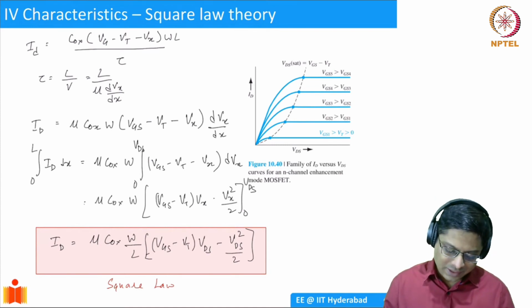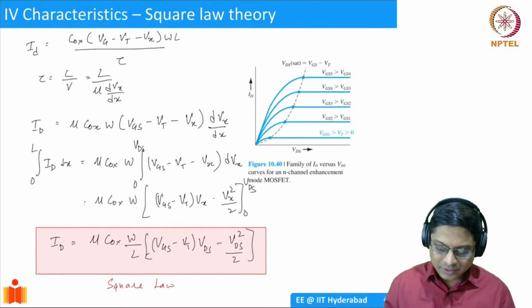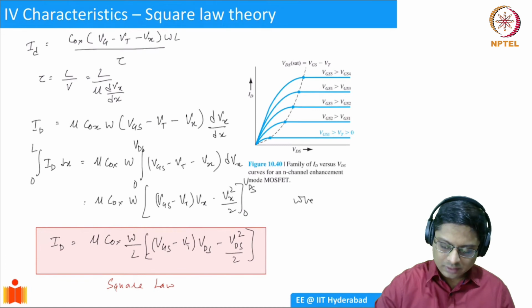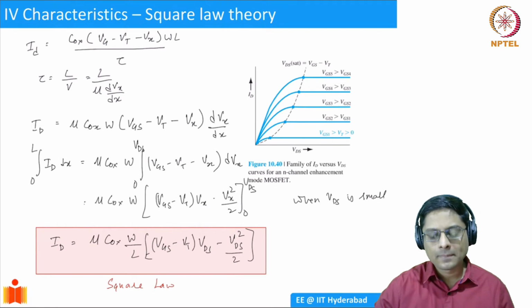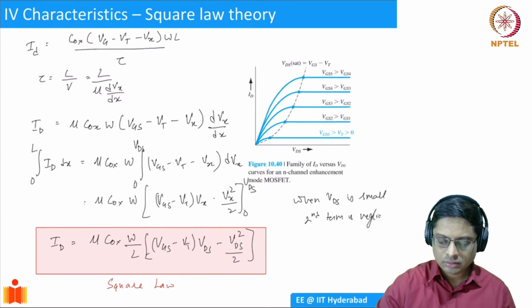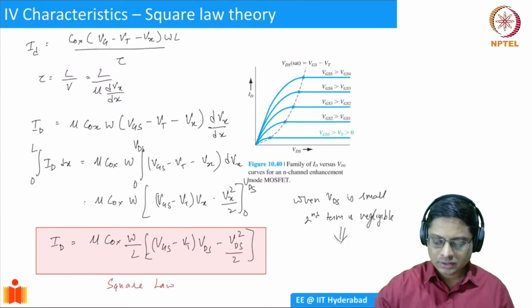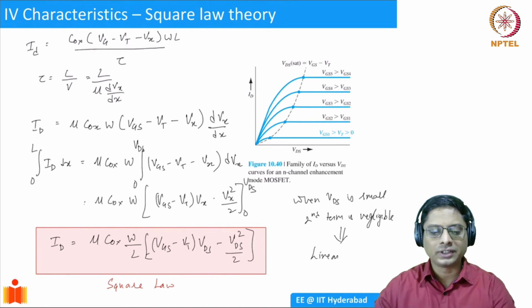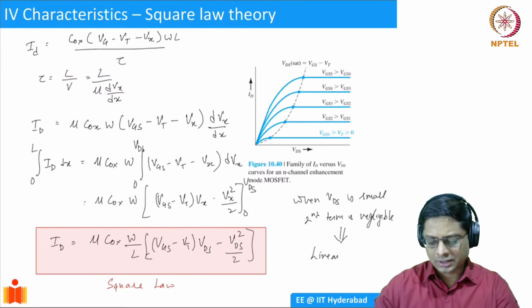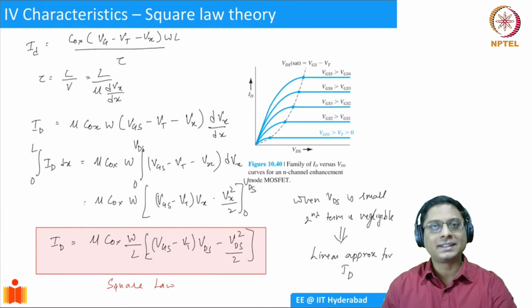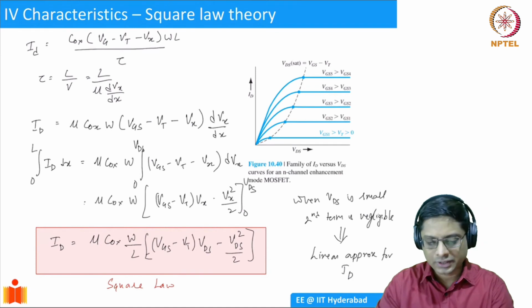Okay, let's understand this a little bit more. What happens when VDS is small? When VDS is small, the second term is negligible. This implies you have the linear approximation. We have already seen this linear regime, the linear approximation for current. We have derived this. We get the same expression. So that's sort of a validation for us.